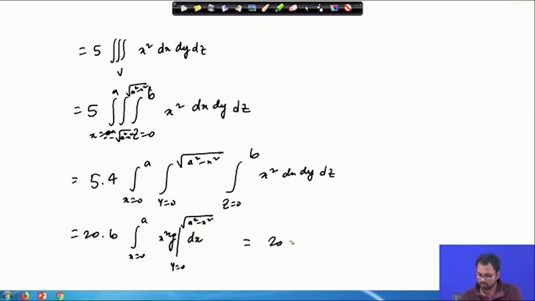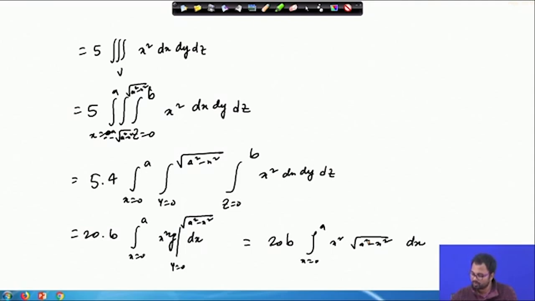And then this will be 20b times the integral x running from 0 to a of x square times the square root of a square minus x square, and then the second limit is 0, times dx. Now, we have to evaluate this integral. Evaluating this integral is not complicated. You just have to substitute x equals a sin theta, and then convert the whole thing into polar coordinates, and then you will be able to evaluate this integral. It is just slightly lengthy.